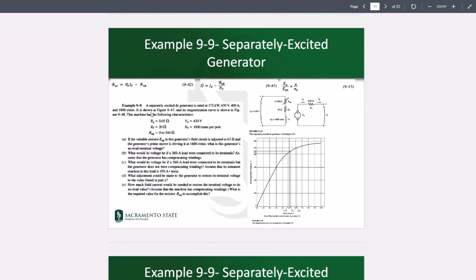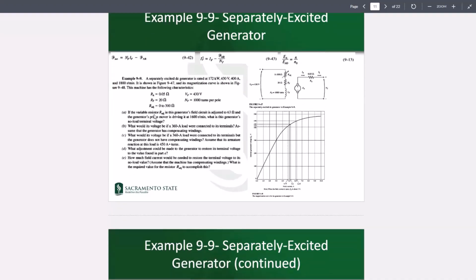We considered a separately excited generator rated at 172 kilowatts, 430 volts, 400 amps, 1800 RPM. This is the circuit and the magnetization curve at 1800 RPM. These are the parameters of the generator. In part A, if a variable resistor in the generator's field circuit is adjusted to 63 ohms and the generator's prime mover is driving at 1600 RPM, what would be the generator's no-load terminal voltage? We don't have any load on the terminal, therefore EA would be the same as VT.